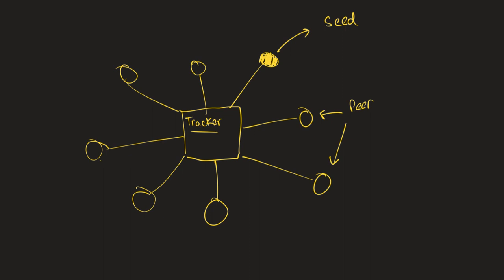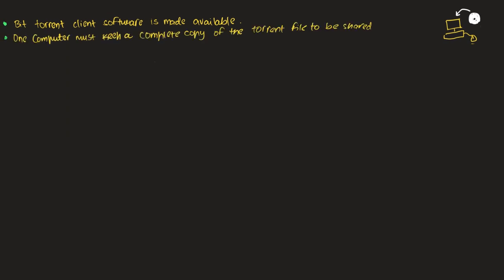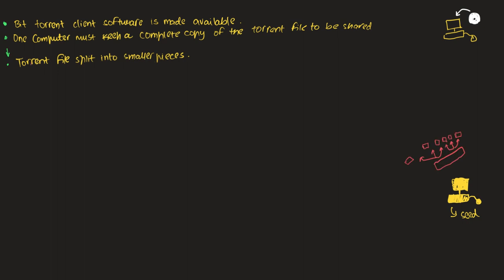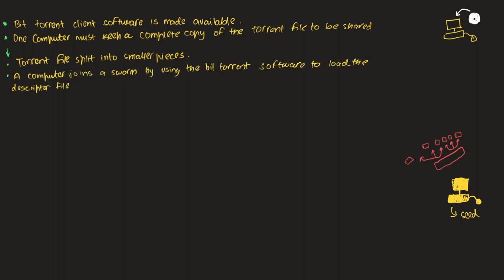Alright, now let's look into how the BitTorrent protocol works in a little more detail. So first, the BitTorrent client software is made available. Then, one of the computers must keep a complete copy of the torrent file to be shared, which is the seed. The torrent file is then split into smaller pieces. A computer joins a swarm by using the BitTorrent software to load a torrent descriptor file.